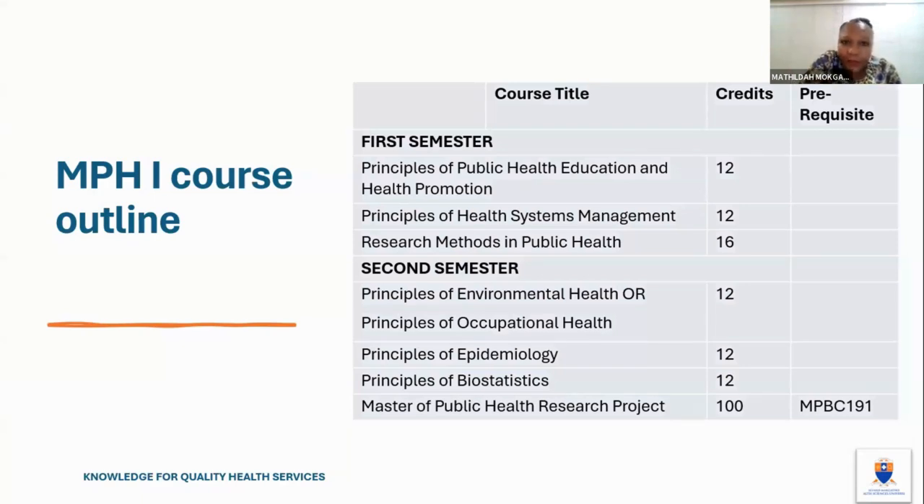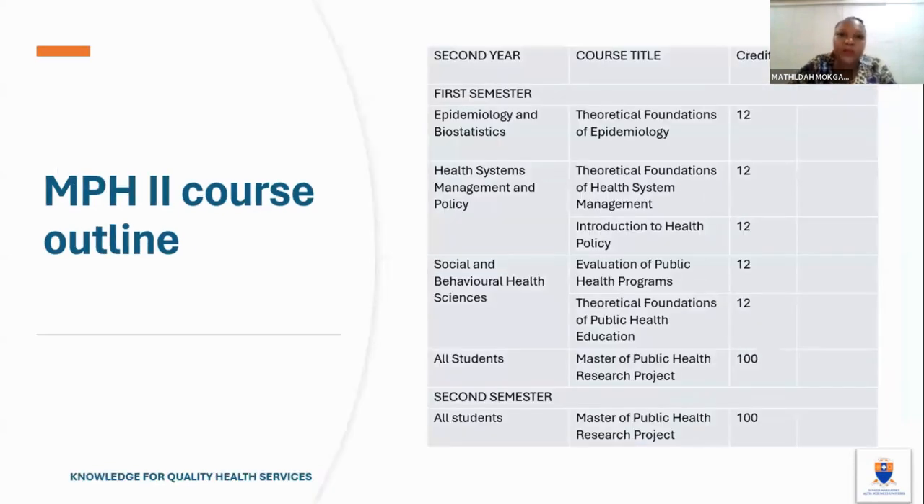Then these are the courses that you take as fundamental public health courses in the first year of your MPH course: health promotion, health systems, research methods, as a module that will prepare you to go into the field, to be ethically cleared. Then environmental or occupational health you choose. Then we have biology, epidemiology and biostatistics. Then your proposal by the end of the first year is completed. Then you continue with activities of ensuring that you get ethical clearance and go to the field.